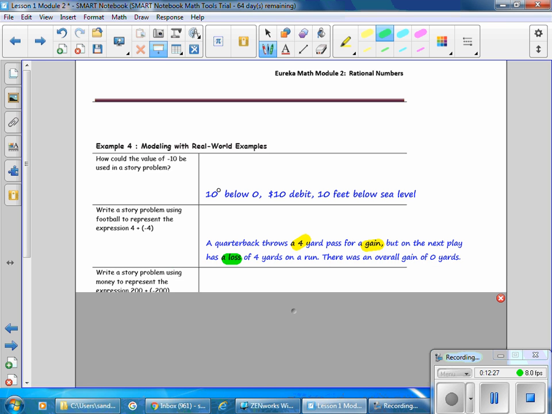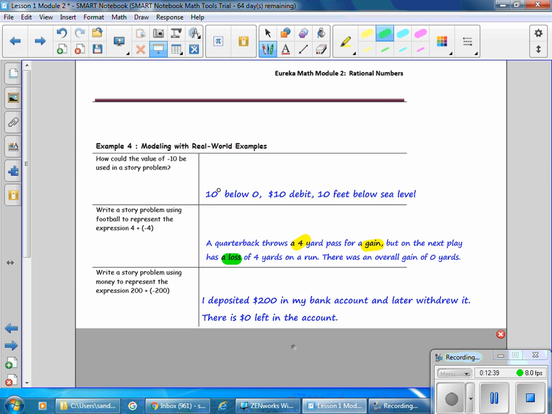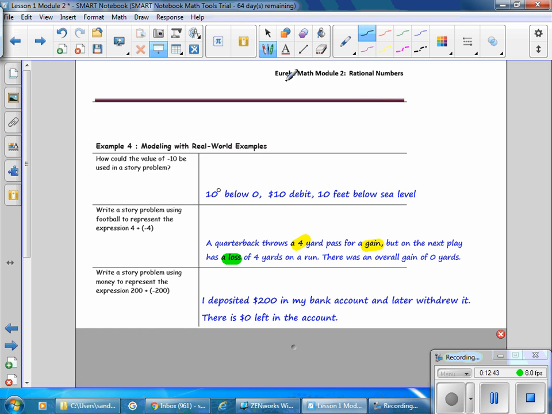Write a story problem using money to represent the expression 200 plus negative 200. I deposited $200 in my bank account and later withdrew it. There is no money left in the account. A deposit is a positive number, and a withdrawal, or when you withdrew it, is a negative number.